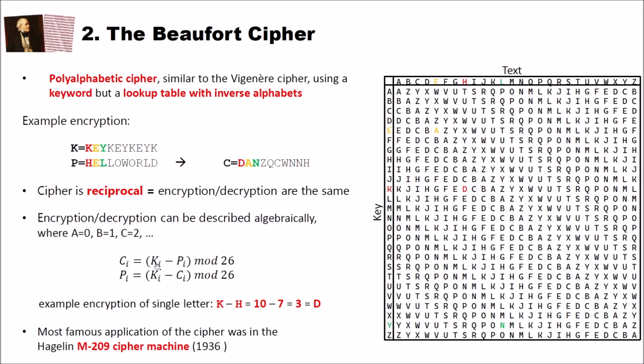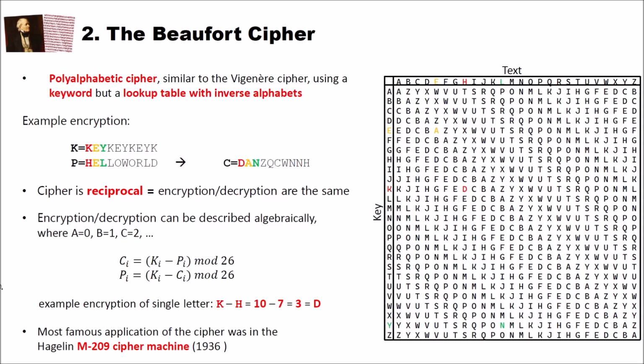For instance, with i equal to 0, we get K for the key letter here, and H for the plaintext letter here. I have an example encryption here: K minus H, because K is encoded with 10 and H is encoded with 7. So we compute 10 minus 7 equals 3, and the 3 is our D, as we can also see here.